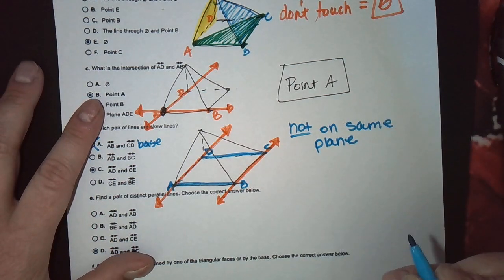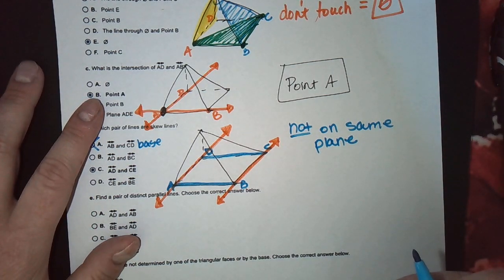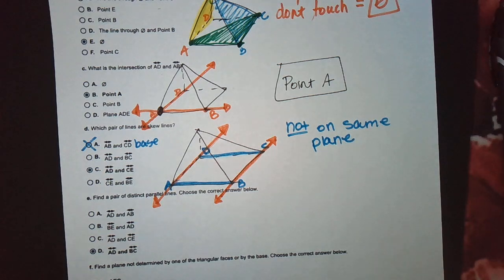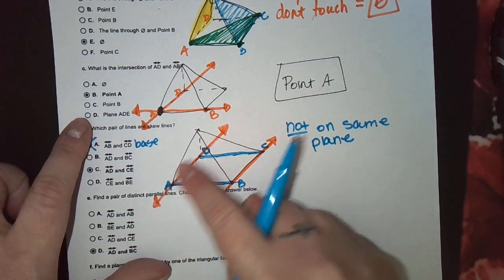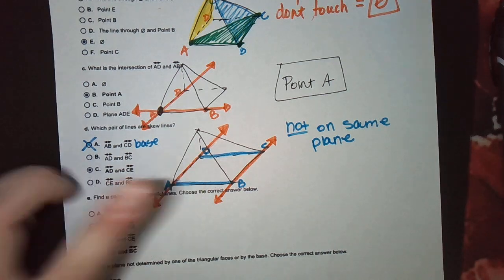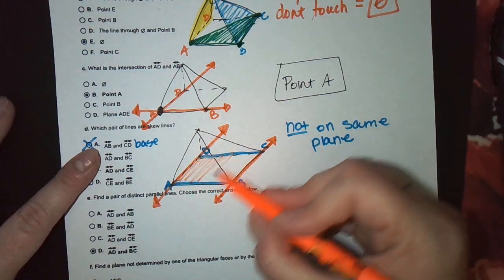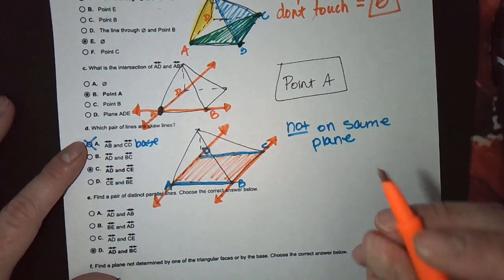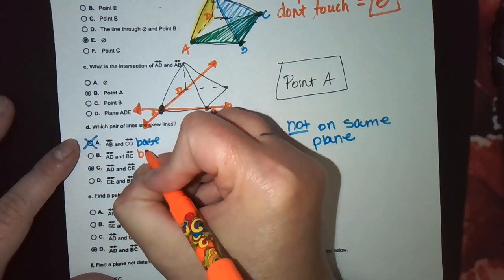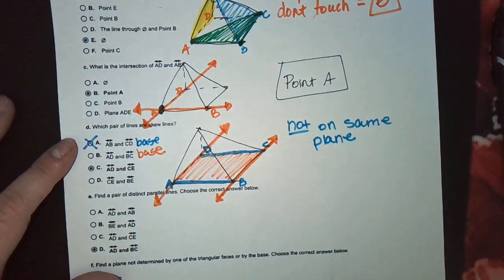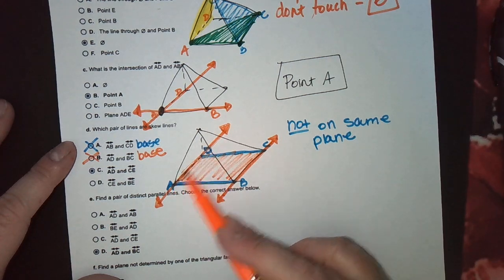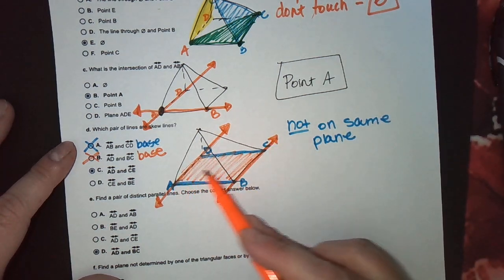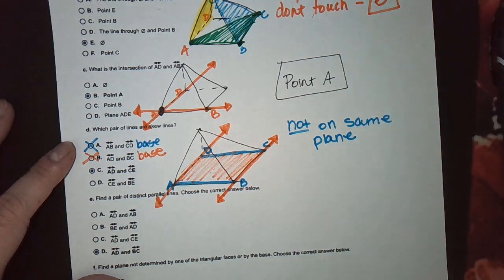But, I mean, skew lines are not supposed to be on the same plane. But if we look at these orange lines, those orange lines look like they're on that base, and they are. So, part B is not skew lines because the two lines that we drew were on the same shape, that same base, that same plane.